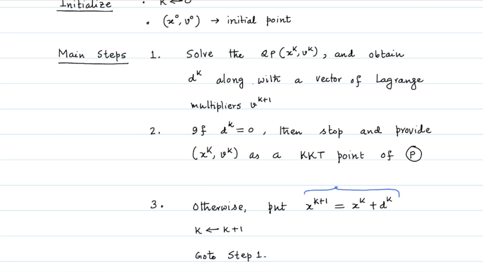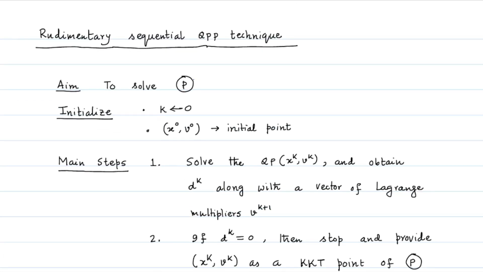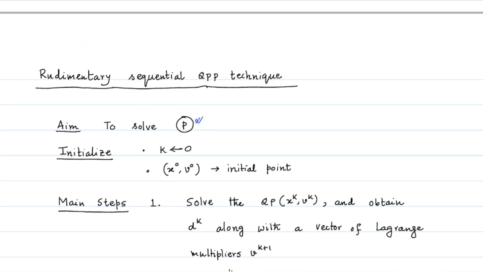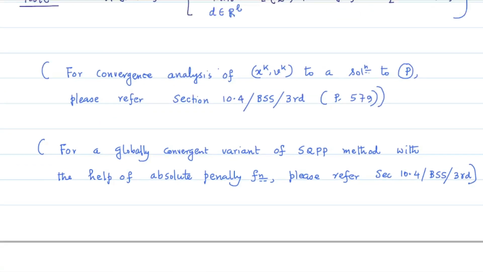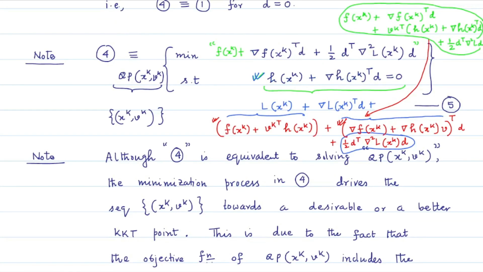Now here you notice that I have written down this algorithm for the problem P, where we only have equality constraints. For an equality constrained problem, you notice that the problem QP is given by the minimization of a quadratic function subject to a linearization of the constraints at the point xk, is it not?